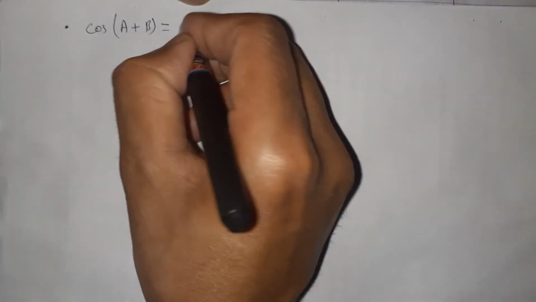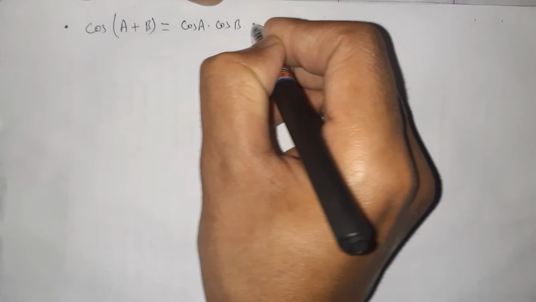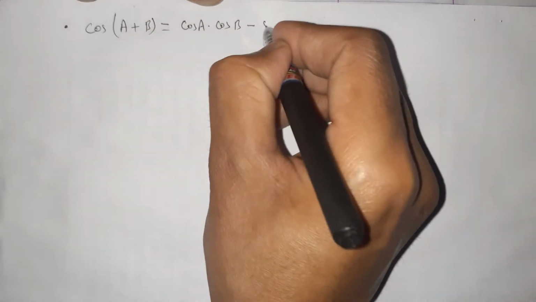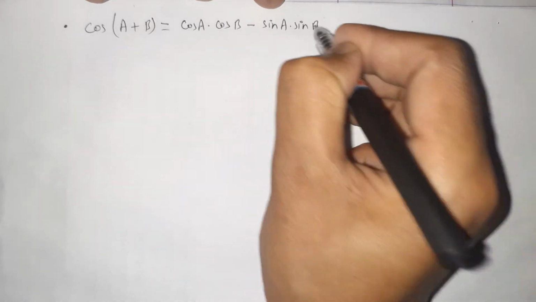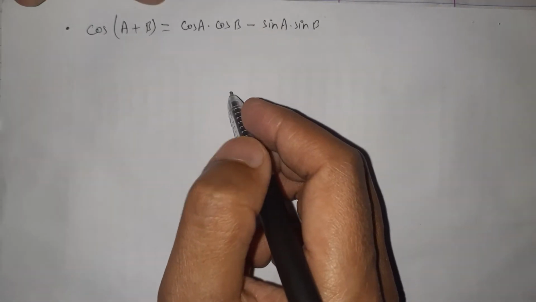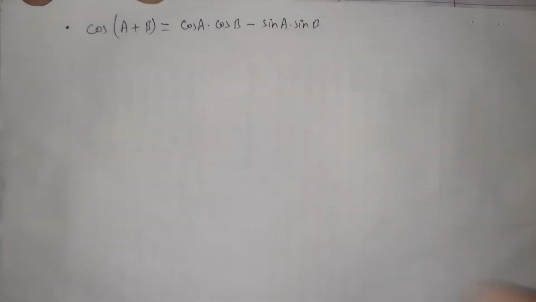The formula of trigonometric ratio for the compound angles are: cosine of a plus b has the formula cosine of a times cosine of b, and here is plus, so here is negative, sine of a times sine of b. This is the formula of cosine of a plus b. A plus b is the compound angle.